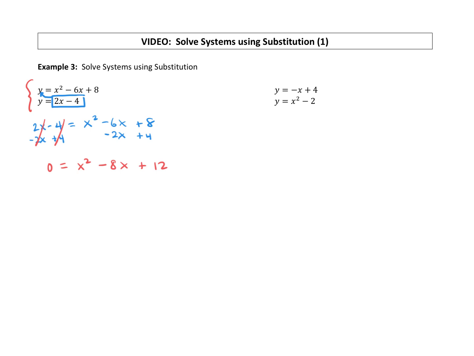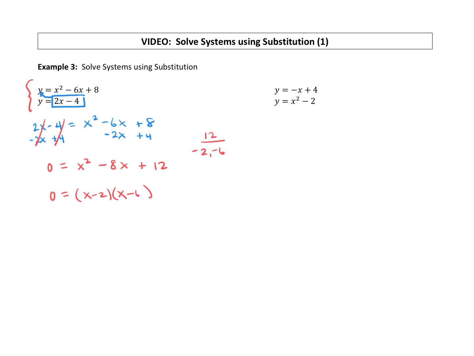So, can we factor this? Are there factors of 12 that add up to a negative 8? And if we think through our factors, 1 and 12, 2 and 6, 3 and 4, it's the 2 and the 6 that we need, and we want them both to be negative. If they're both negative, they multiply to 12, and they will add up to a negative 8. So we're going to say 0 equals x minus 2 times x minus 6.